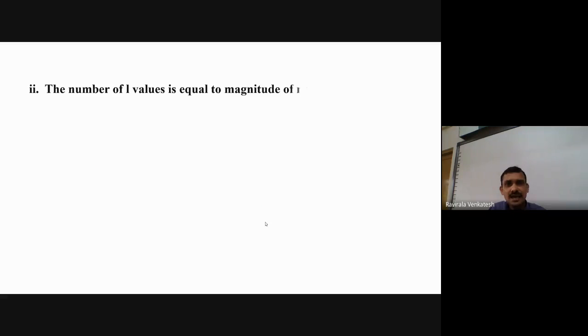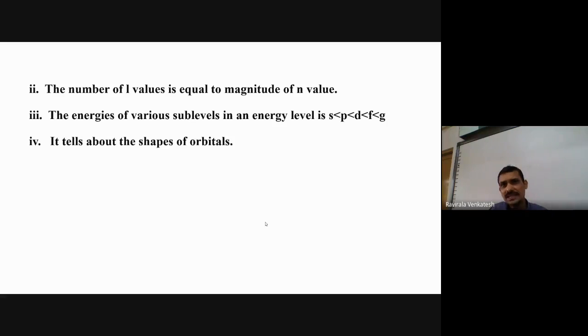The number of l values is equal to the magnitude of n values. That is already computed. Now the energies of various sub-levels in an energy level: generally, which will have the highest energy? g. So s energy is less than p, p has less energy than d, d has less energy than f. Isn't it? This is also an important one. Energies.